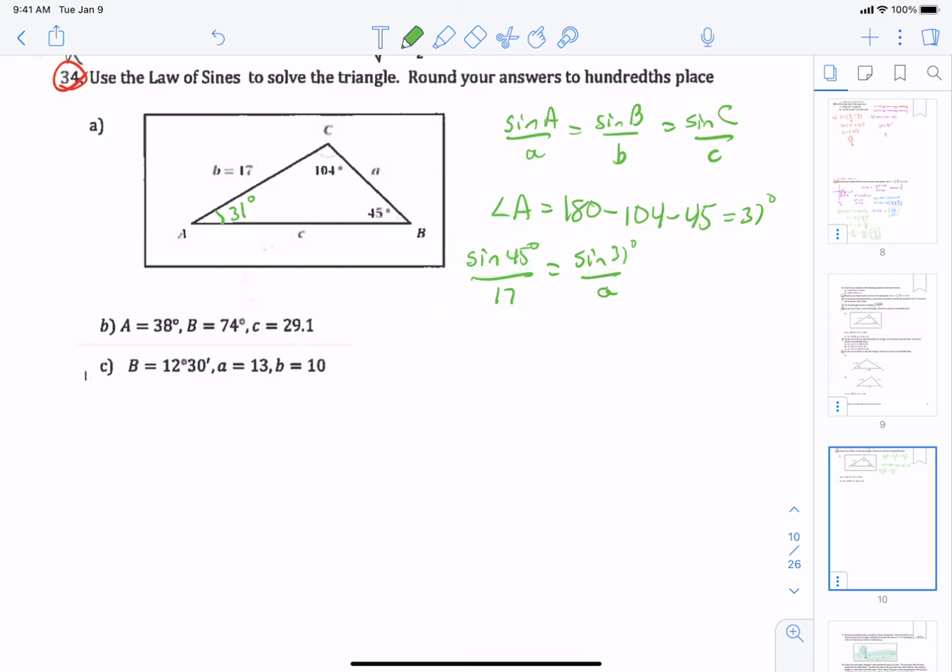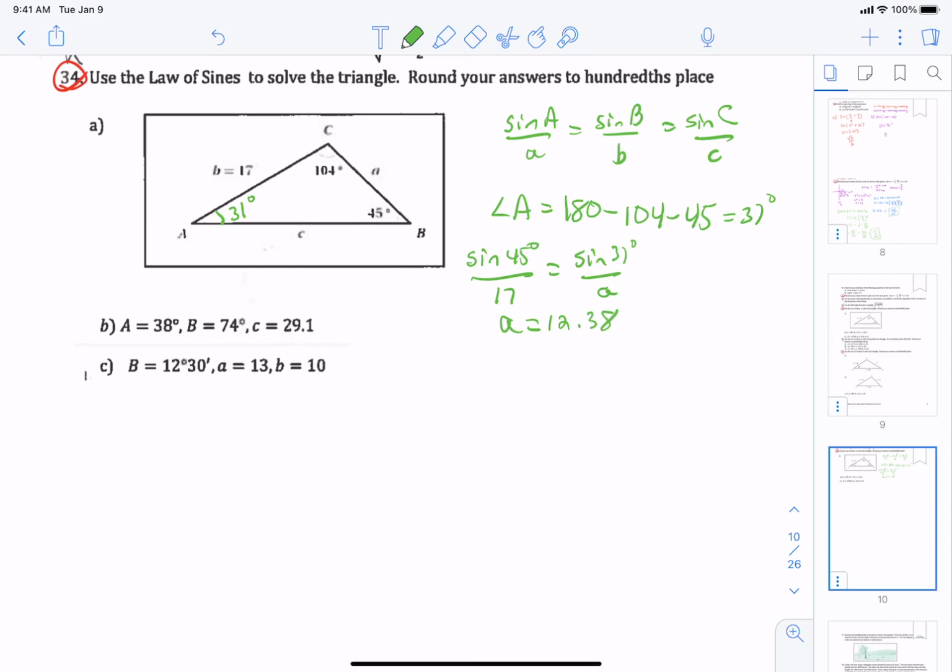In your calculator, you're just going to put the sine of 31 times 17 divided by the sine of 45. Let me do it again. You get something that's weird. Oh, because I had it in radians. That should not be that. Okay, just a second. Let me do it again. Okay, so you get 12.38.